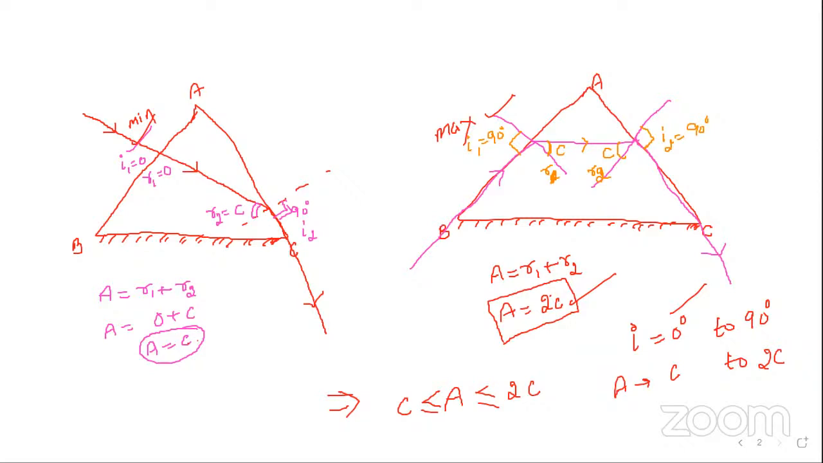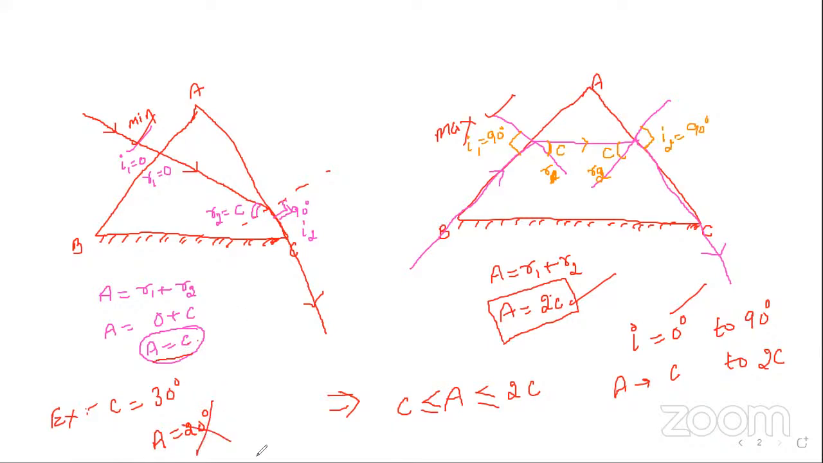For example, if I give the critical angle of the glass prism as 30 degree, can I expect the angle of the prism to be 20 degree? Sir, no, not possible, because for the minimum angle of incidence, A must be equal to C. So the angle of the prism should not exist with 20 degree.